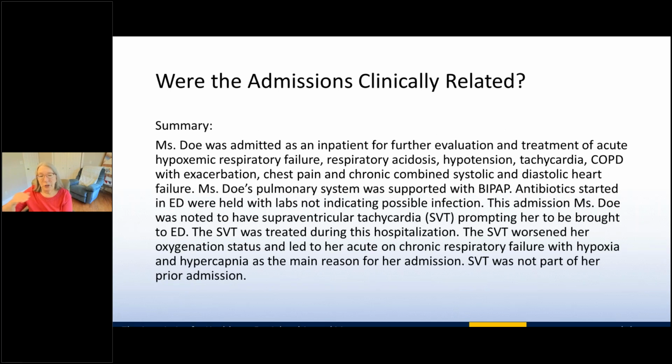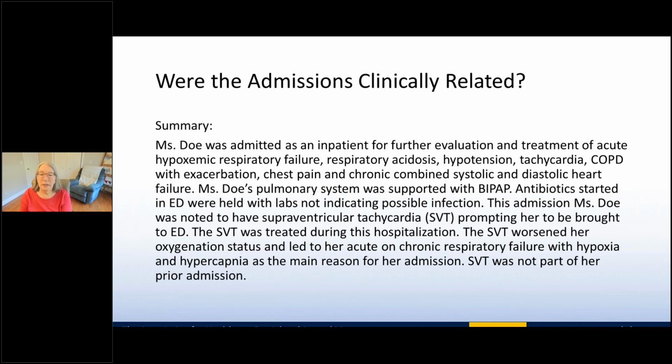So in our appeal letter, of course, we went through and talked about her presentation in the ED, her treatment in the ED, what her treatment plan was. But to summarize at the end of our appeal argument, we pull all of that together and explain to the payer why this admission was not directly, clinically related to the first admission.